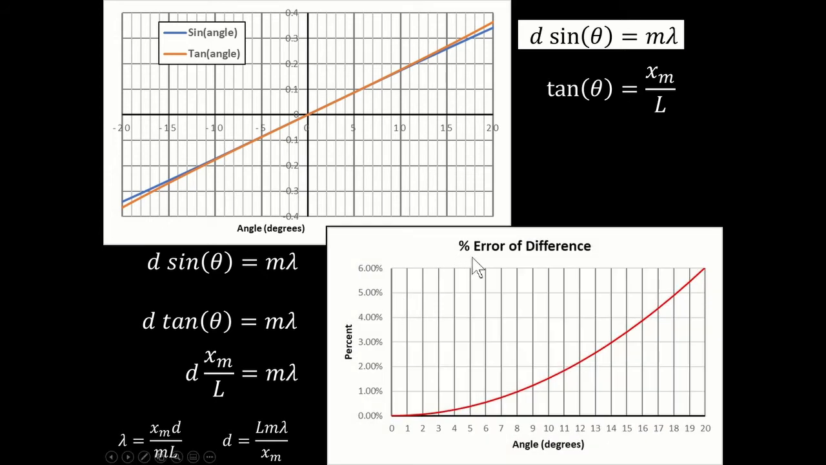I just found the percent error of difference between the sine and the tangent of the angle, and found at 20 degrees they're off by about 6%. Okay? At about 8 degrees they're only different by 1%. And a little more than 18 degrees they're off by about 5%. In labs we try to keep our percent error of difference under 5%. So this would be a good equation to use if the angle out to those bright spots was less than 18 degrees. If we want to do even better, try to keep it less than 8 degrees, and you'll only get 1% error.